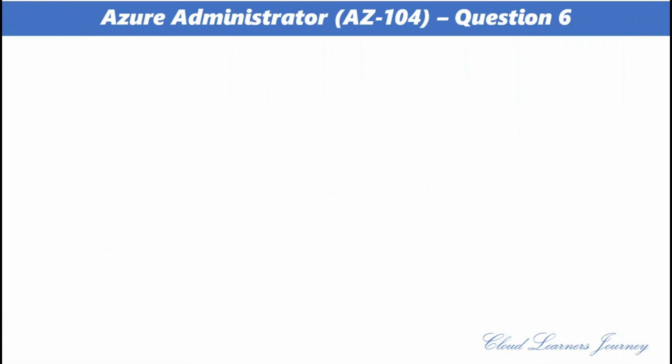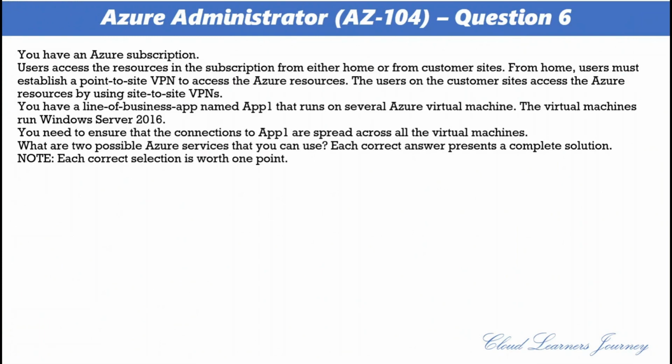Next, question number 6. You have an Azure subscription. Users access the resources in the subscription from either home or from customer sites. From home, users must establish a point-to-site VPN to access the Azure resources. The users on the customer side access the Azure resources by using site-to-site VPNs. You have a line of business app named App1 that runs on several Azure virtual machines. The virtual machines run Windows Server 2016.